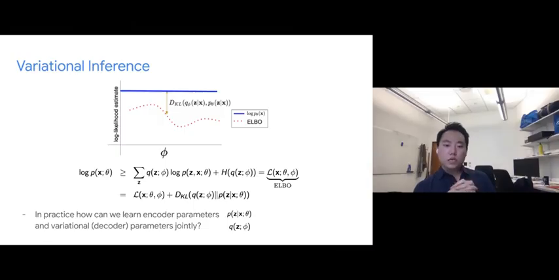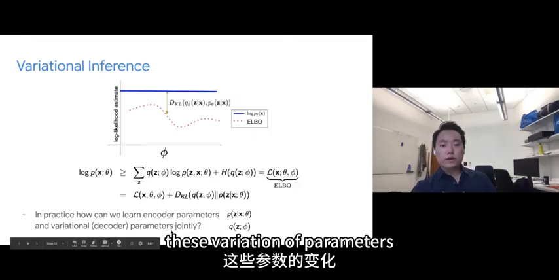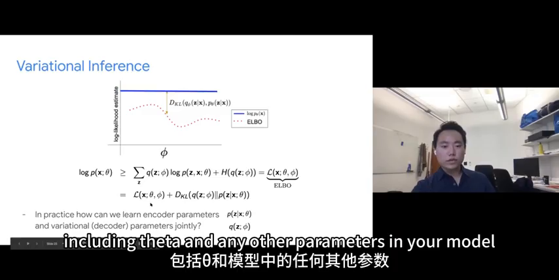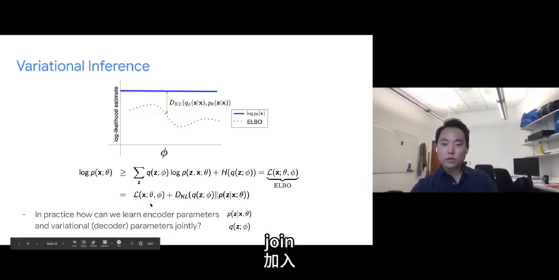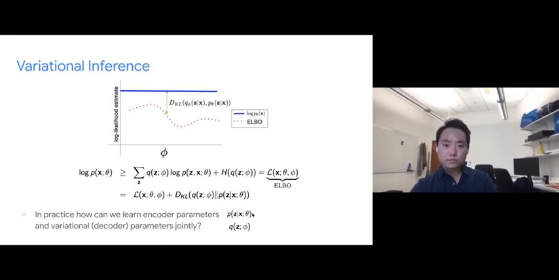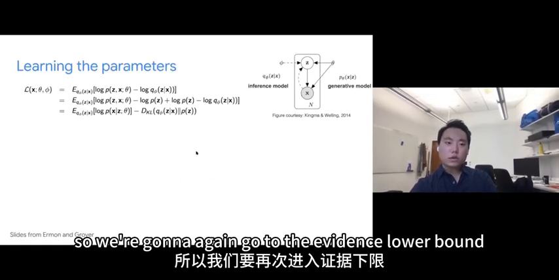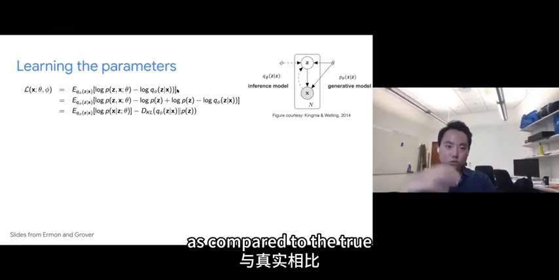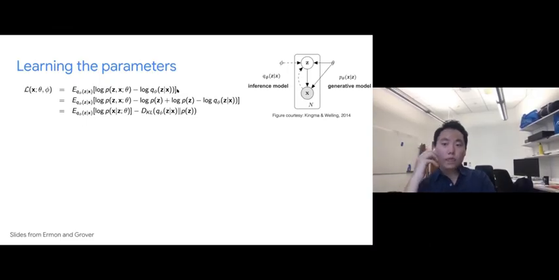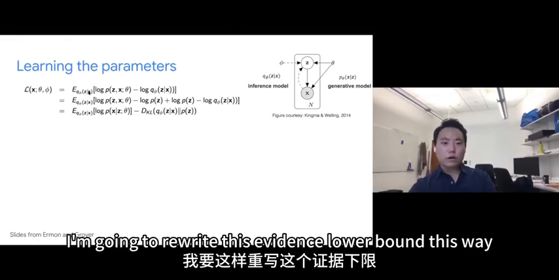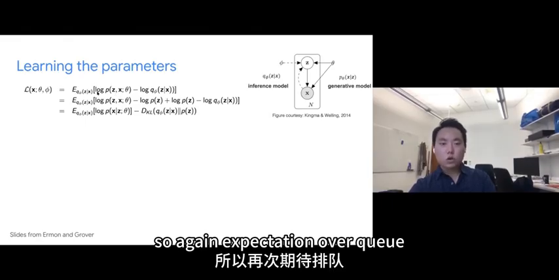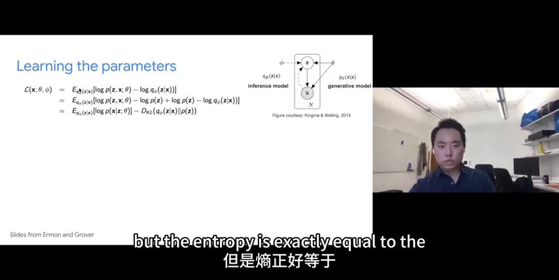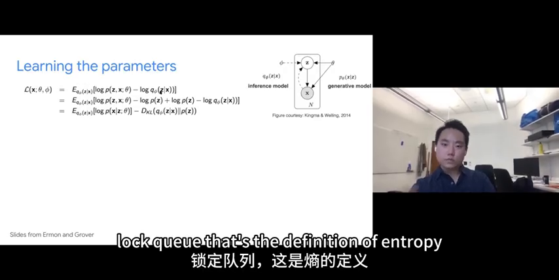So in practice, you want to be able to learn these variational parameters, as well as the other parameters in your model, including theta, jointly. So how can you do that? We're going to again go to the evidence lower bound. It's something that we derived. We know that this is easier to compute as compared to the true log likelihood of the data. I'm going to rewrite this evidence lower bound this way. So again, expectation over Q, log of your joint. And we used to have an entropy term, but the entropy is exactly equal to the negative expectation over Q of log Q. That's the definition of entropy.